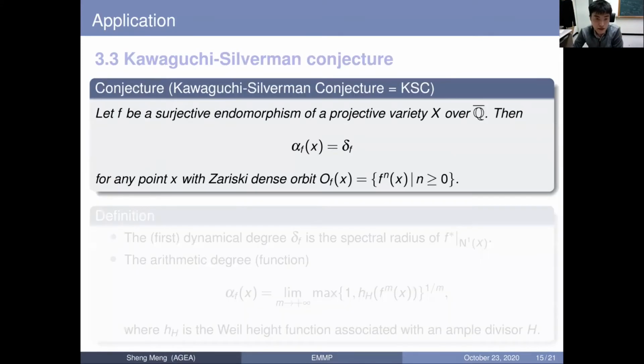Okay. So I will mention one more conjecture towards arithmetic dynamics. I guess Shibata already mentioned this just now, so I quickly review it. The Kawaguchi-Silverman conjecture asks whether for a surjective endomorphism of a projective variety defined over a number field or Q-bar, the arithmetic degree of any point whose forward orbit is Zariski dense equals the first dynamical degree. Here he used d_1(f).